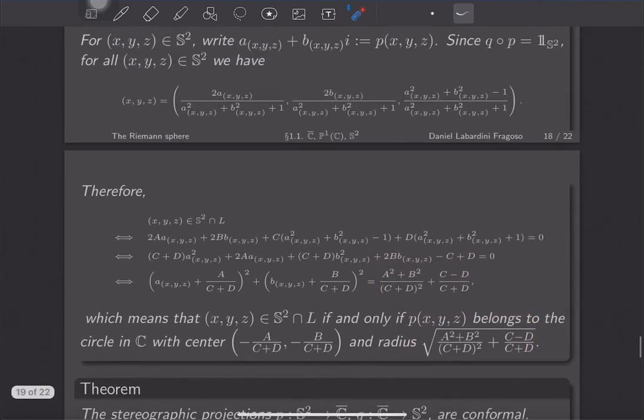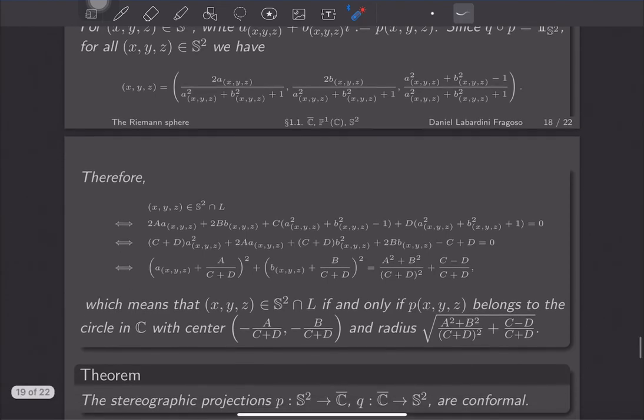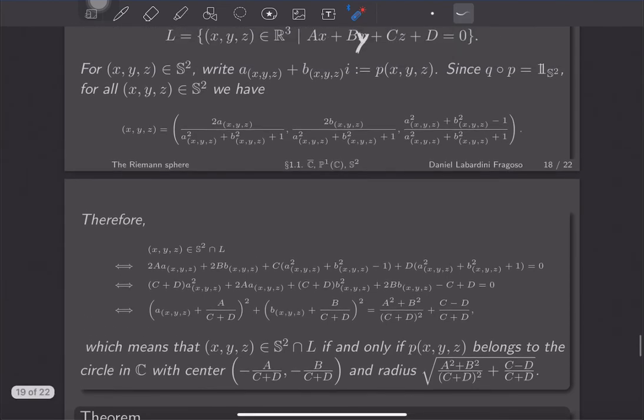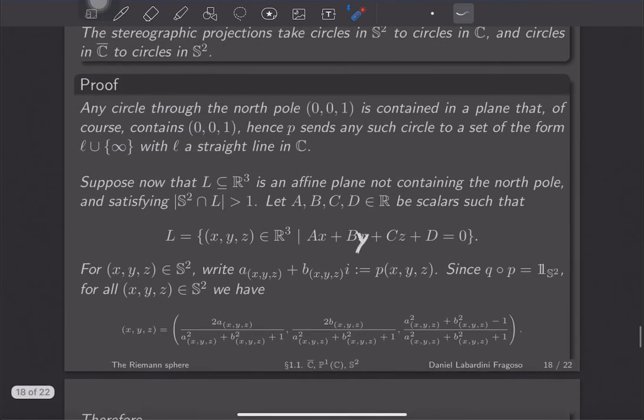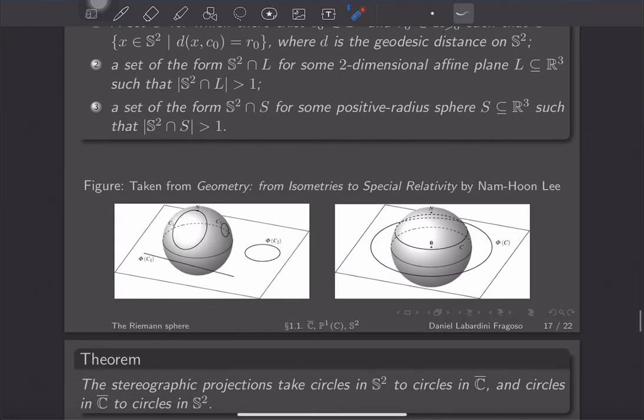So what I see is that x, y, z belongs to this circle of the sphere if and only if a plus bi belongs to this circle in C. So it was a bit harder than the previous case, but now I see that this second one is also a circle.